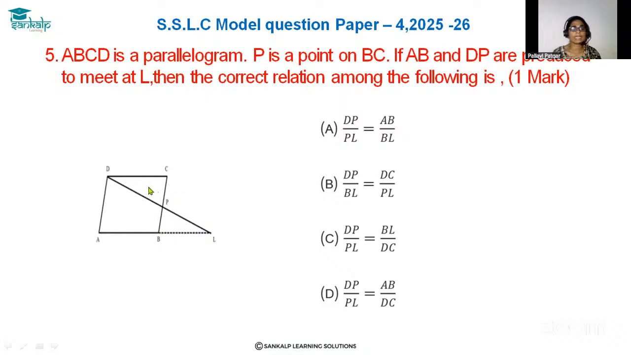So at L, this L lies on the line produced from AB.